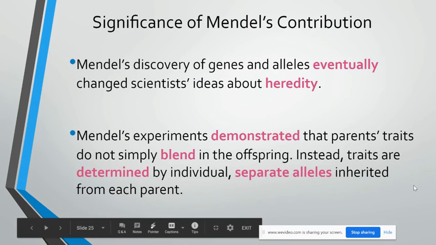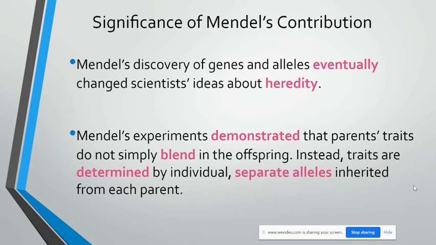So significant contributions to heredity are credited to Mendel through his discovery of these genes and alleles, and it helped change scientists' ideas and understanding about heredity and how traits and characteristics are passed on from parents to offspring. So Mendel showed and demonstrated that parents' traits don't just simply blend into the offspring. Instead, specific traits are determined by the individual, and you get separate alleles from each parent.